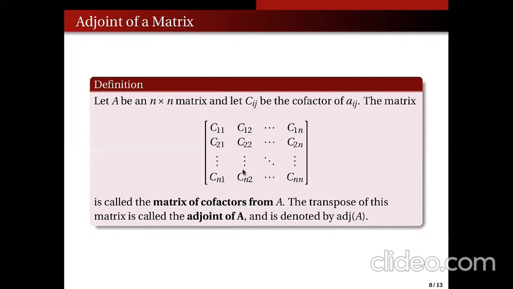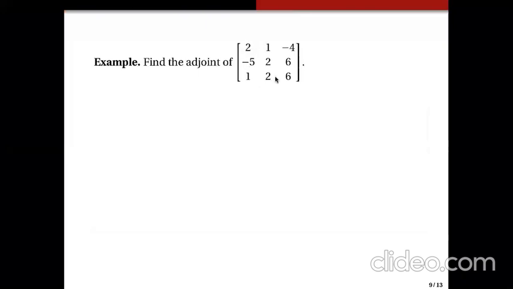Okay? We have the matrix of cofactors, and then we get the transpose of that. That will be the adjoint of A. So for example, let's have this matrix here, and we want to find the adjoint of this matrix. First, let's have C11. C11, by definition, is negative 1 raised to 1 plus 1, and then the determinant of the matrix obtained by deleting the first row and the first column. So this is 2, 6, 2, 6, but these rows are proportional, so this is just equal to 0.